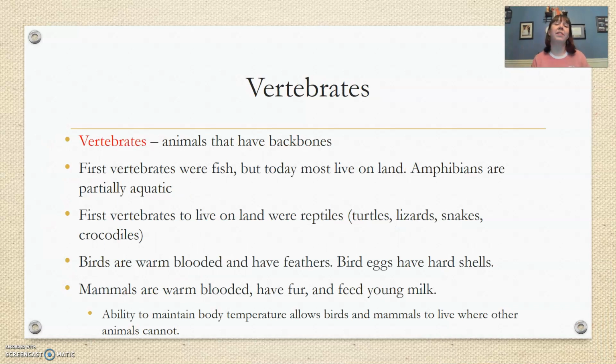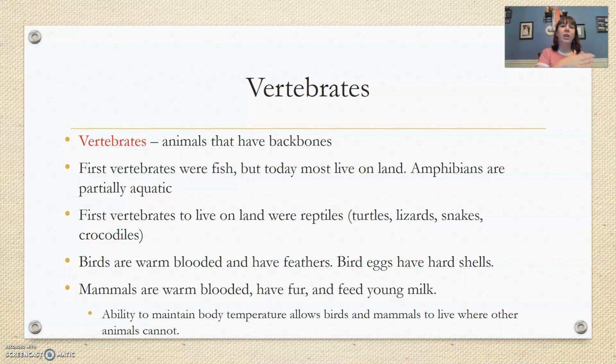Then we've got the vertebrates. That's like you and me. We have a backbone. We have a skeletal system on the inside. The very first vertebrates that we're able to find in our geologic record are fish. And so it makes sense. Everything started in the ocean. And so they're the very first things that got that internal skeletal system. Today, most of our vertebrates live on land. So that skeletal system allowed them to support their bodies even outside of the water holding them up.